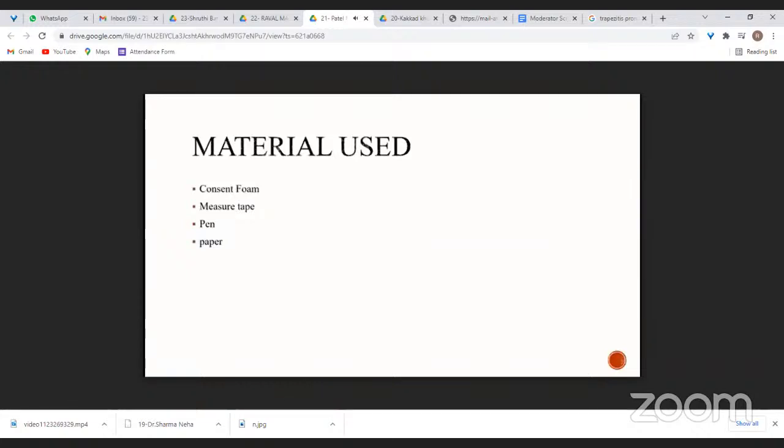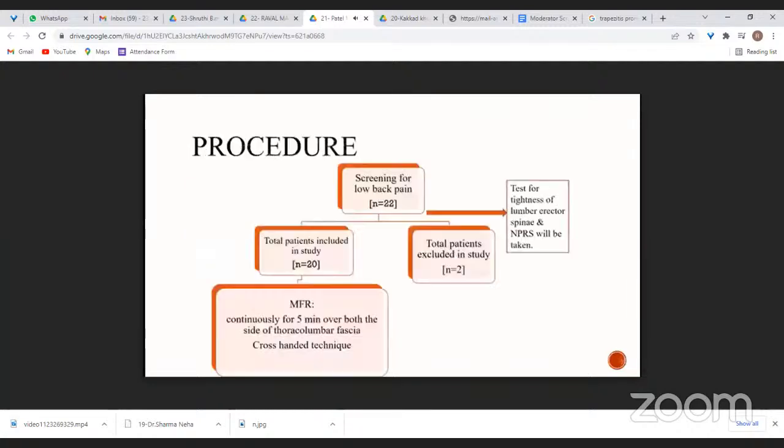The materials used for this study are a consent form, which is filled up by the patient, a measure tape, which is used for the tightness of the erector spinae, and a pen and paper. Procedure: there is screening of low back pain patients.